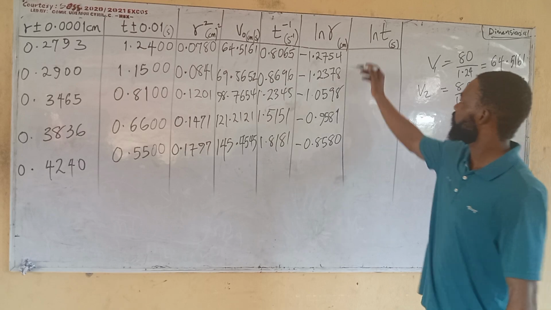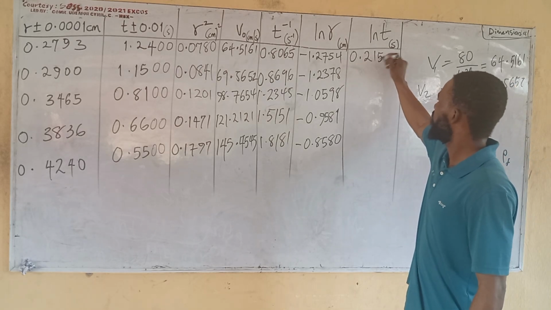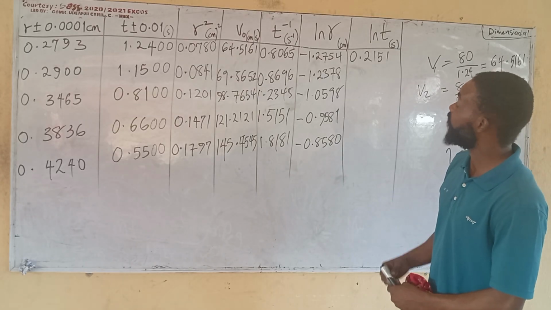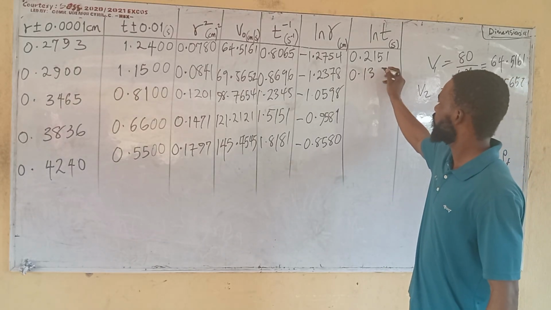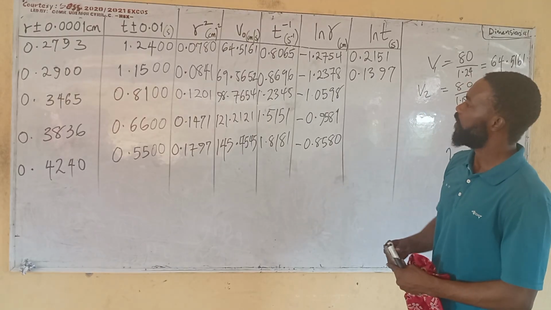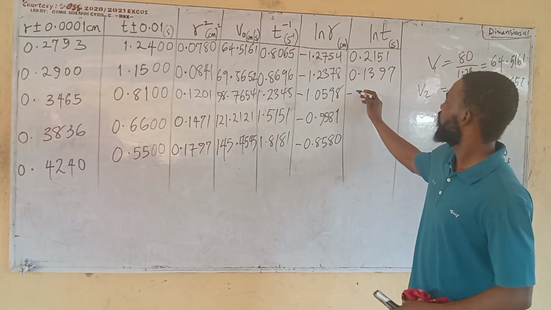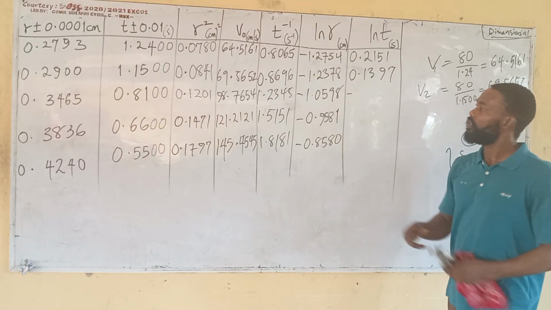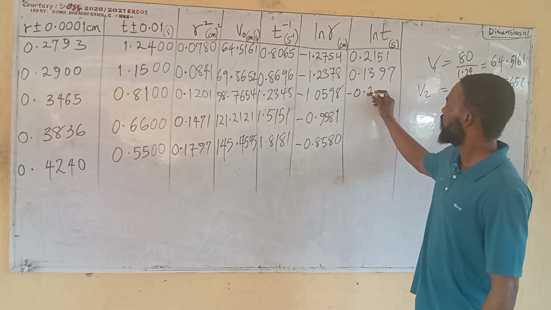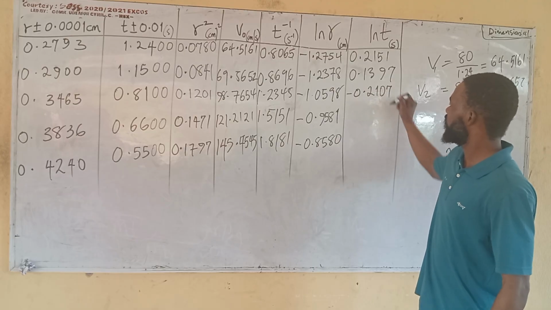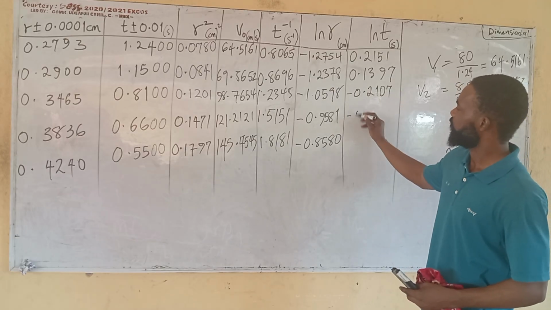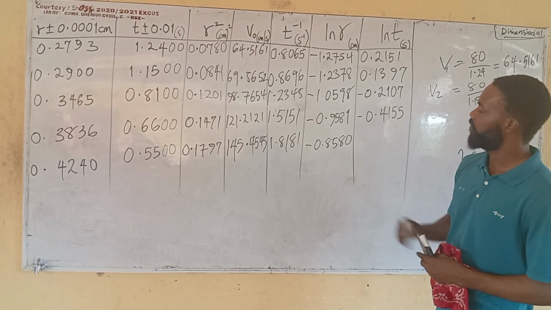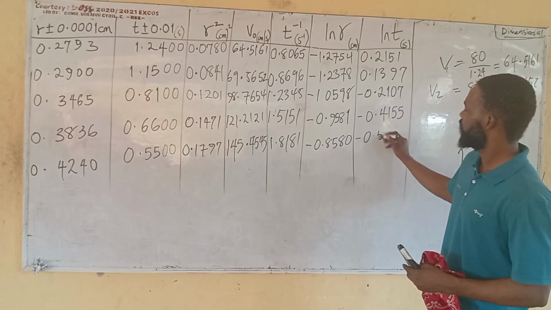Ln T: 0.2151. Ln 1.500: 0.1397. Ln: minus 0.2107. Wait, this one's 0, shebi? Yes. Then this one is minus 0.2107. Okay. Minus 0.4155. Okay. Minus 0.5978.